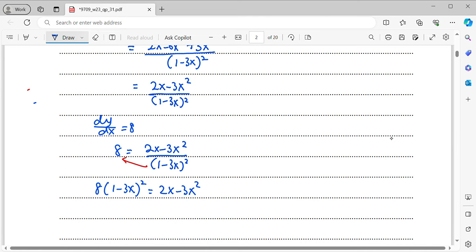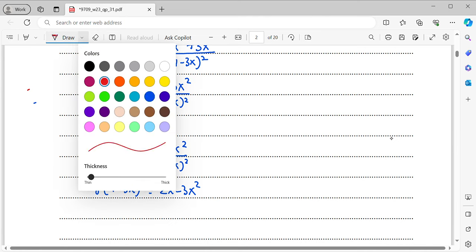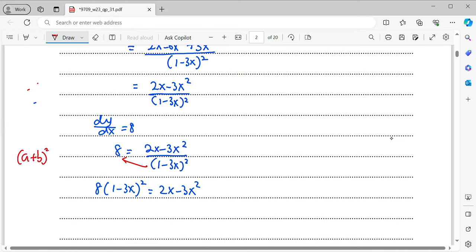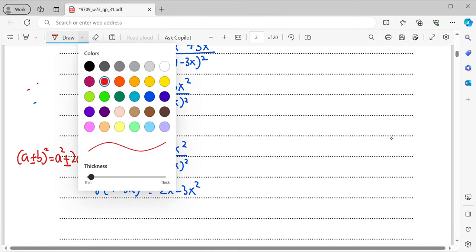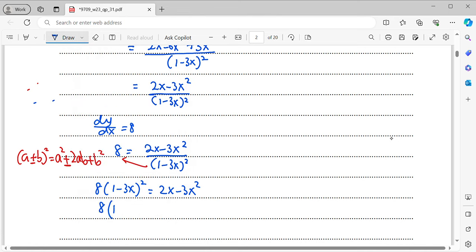And then now expand the left hand side by using the quadratic expansion, a plus b squared equals a squared plus 2ab plus b squared. But if it is minus, then the middle term will be minus. Then from here, you will get 8 bracket 1 minus 6x plus 9x squared. Rewrite the right hand side. Then just do the expansion again, multiply all the terms by 8, and you will get 8 minus 48x plus 72x squared equals 2x minus 3x squared.